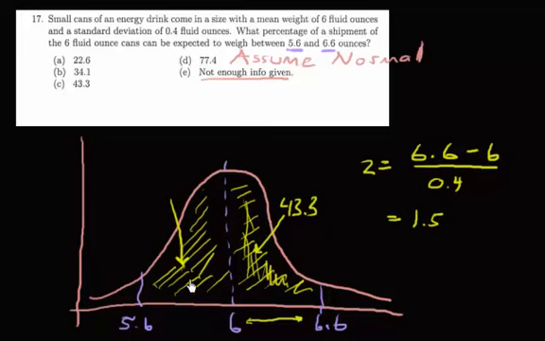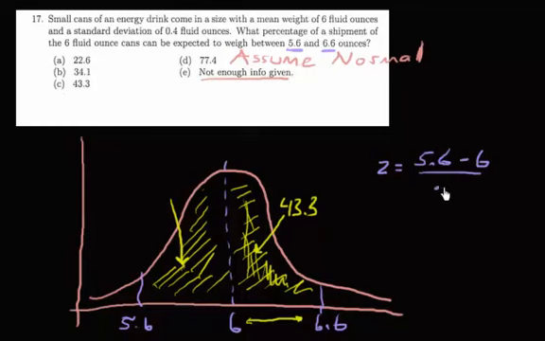All right, so now we're going to do it again and find the percentage in this region. So first, we got to find the z value. So we'll do the same thing again. We have z equals our specific value, which is 5.6, minus the mean divided by the standard deviation. And we plug that into the calculator, and we'll get -1. So we have a z value of -1.